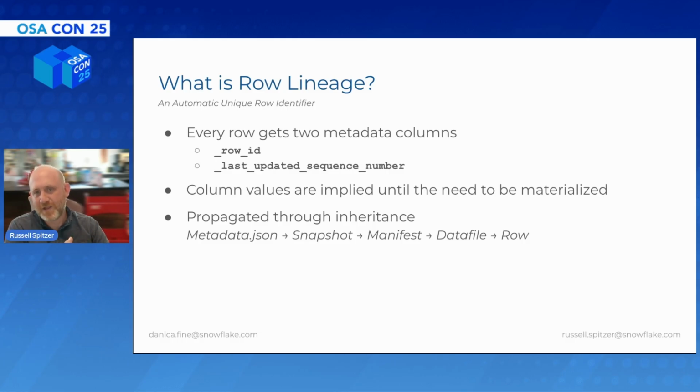One is a row ID, which is a unique ID for every single row, and the other is a last updated sequence number, which tells you which snapshot that row was set in. So this is all really cool. And the really exciting thing about this is we're doing this at almost no cost to the end user, because unless you're changing rows, we get these values by inheritance through that metadata layer. So the data files themselves don't actually get changed unless we need to update one of these values.